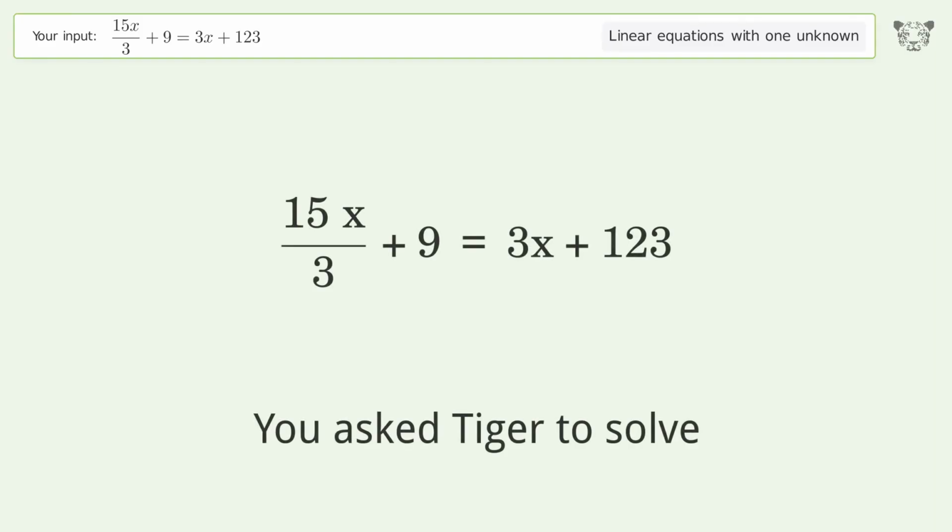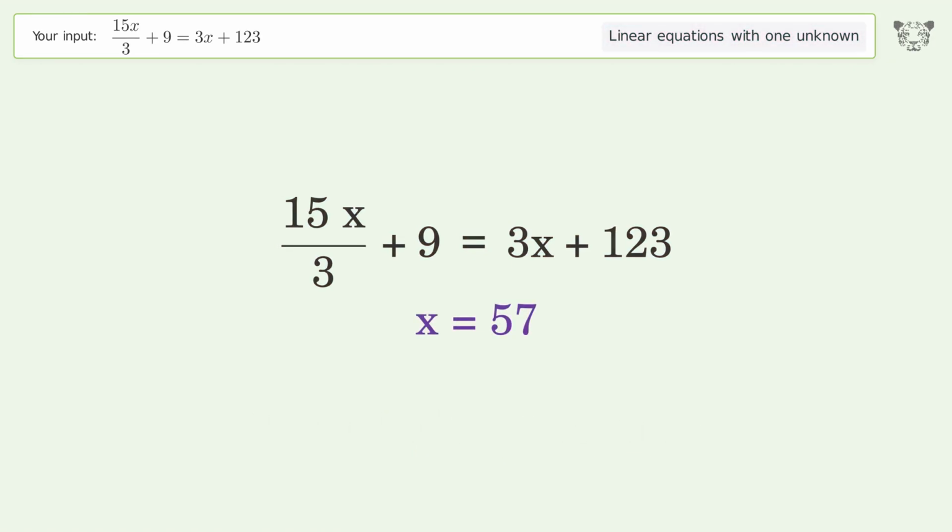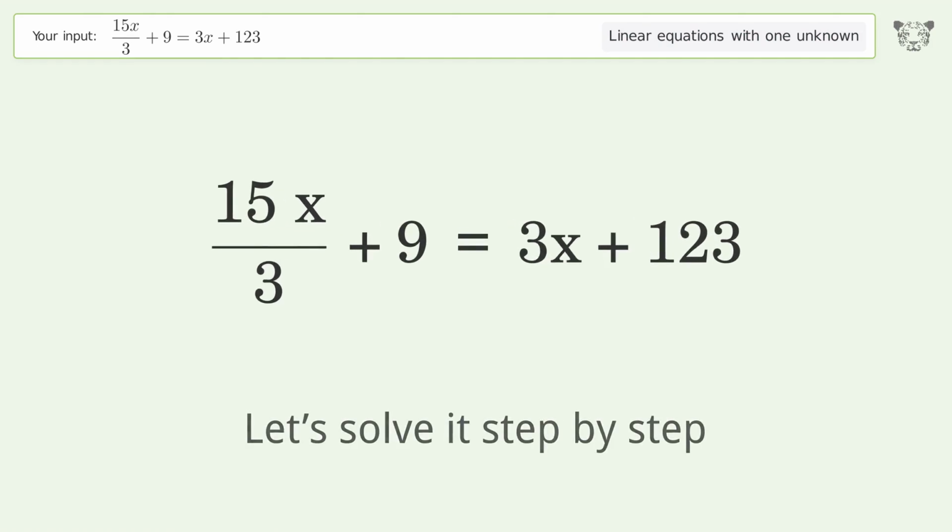You ask Tiger to solve. This deals with linear equations with one unknown. The final result is x equals 57. Let's solve it step by step.